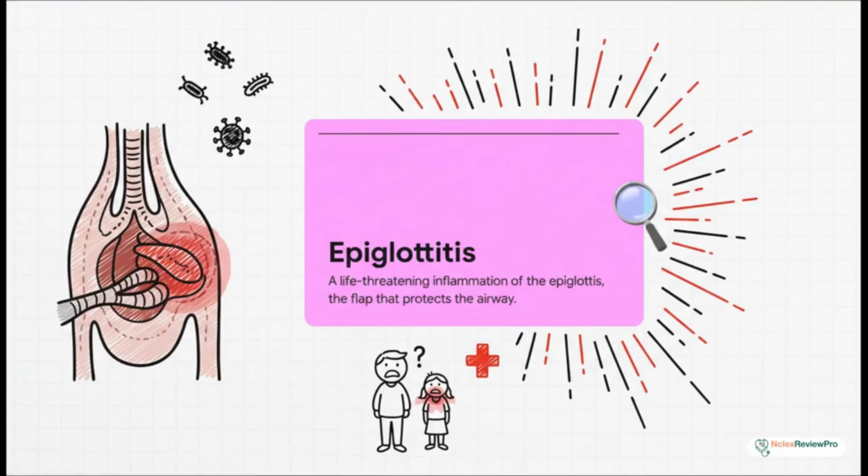So, meet our first culprit, epiglottitis. There's a tiny little flap of cartilage in your throat called the epiglottis, and its job is to cover your windpipe when you swallow. Well, with epiglottitis, that flap gets so swollen from an infection that it can literally seal off the airway like a cork. It's a true medical emergency, especially in children.